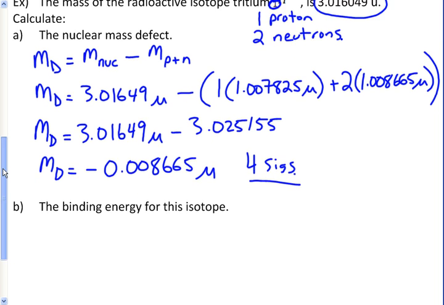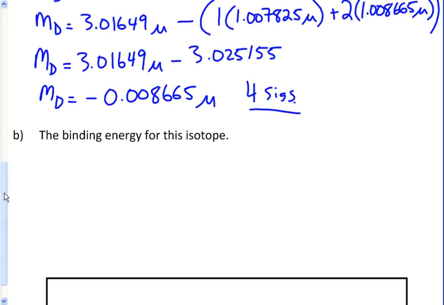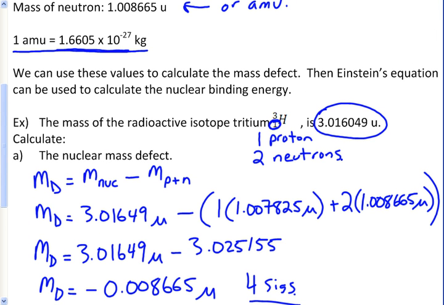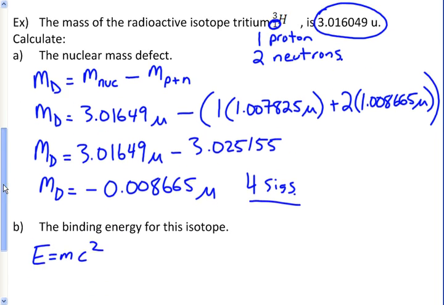We actually should be able to finish this up. We've got a couple minutes here, and then we'll do the questions on Monday. To find out the binding energy of this isotope, what I want to use is E equals mc squared. The problem here is that I need my mass to be in kilograms. Now what I need to pull in here is this number, which is on your formula sheet. 1 atomic mass unit is equal to 1.6605 times 10 to the negative 27.